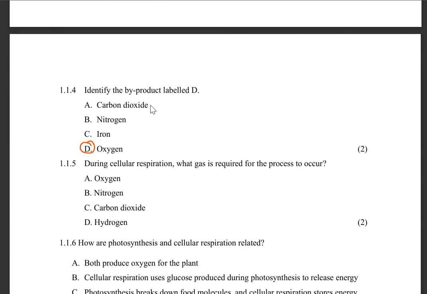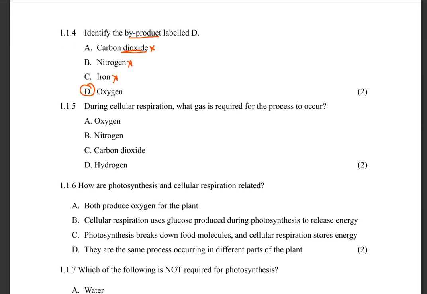So carbon dioxide is incorrect. I know other kids would have selected carbon dioxide. Carbon dioxide is not a product, it's a requirement. Here they were asking us about the gas that is produced at the end, which is oxygen. Carbon dioxide is the required gas in order for photosynthesis to take place. Nitrogen, obviously incorrect, and iron, definitely incorrect.